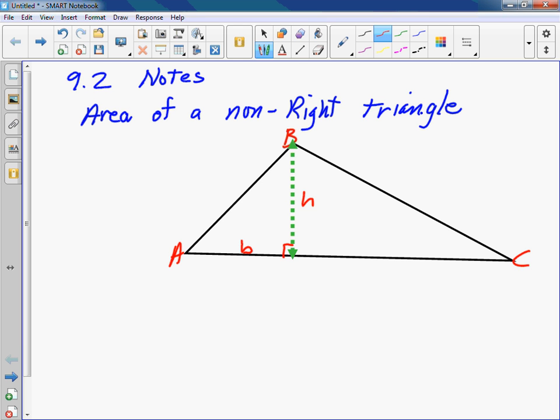As we did in the old days, we could say that the area of this right triangle equals what? Think old school. Base times height divided by 2, or some people say 1/2 base times height. And that's very cool. Okay? Nice.